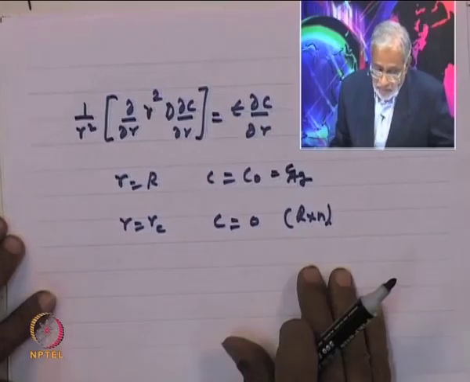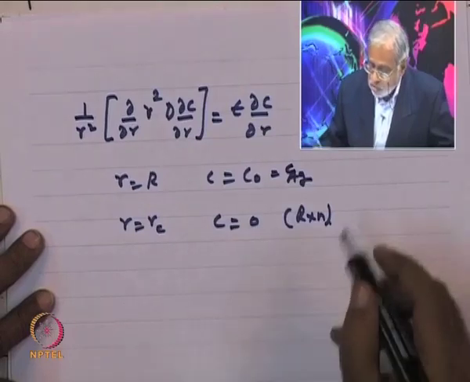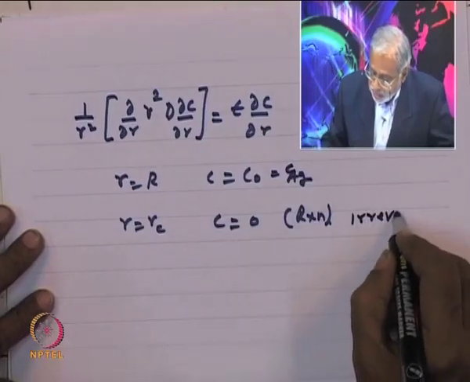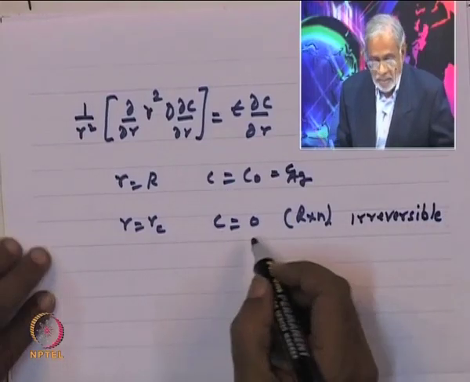So, how do you solve this? Now, when you say C equal to 0, I mean concentration is 0, which means that this is an irreversible reaction. Okay. Now, if it is a reversible reaction, then there will be an equilibrium condition, and we will look at this as we go along.